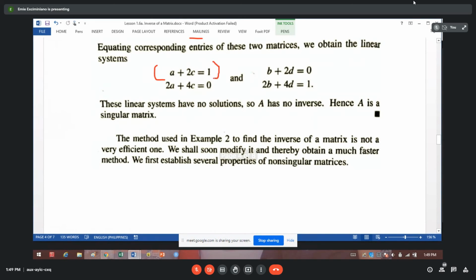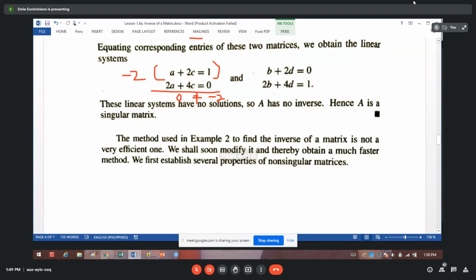Ito, class, pag minultiply nyo ng negative 2, this side, the left-hand side becomes 0 and the right-hand side becomes negative 2. Diba inconsistent? Okay. Hindi naman pwede mag-equal yung 0 sa negative 2. So, doon pa lang, meron ng inconsistency. So, therefore, the linear systems have no solutions. Okay? Wala siyang solution.